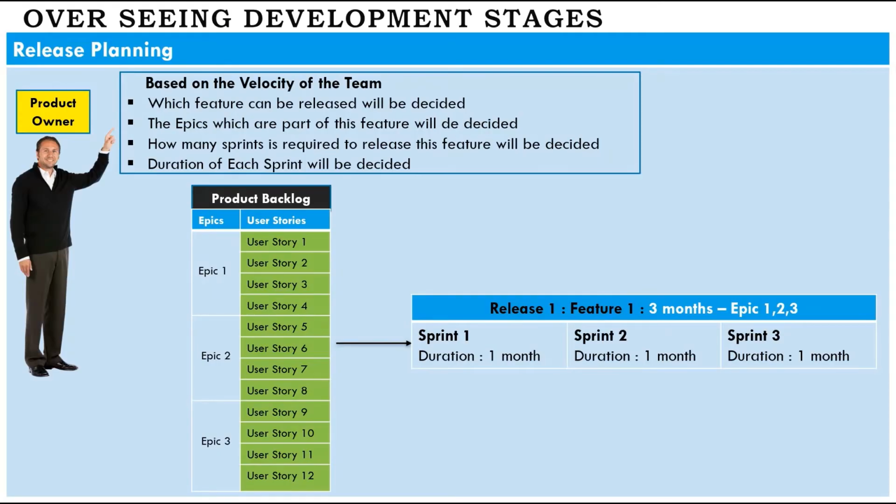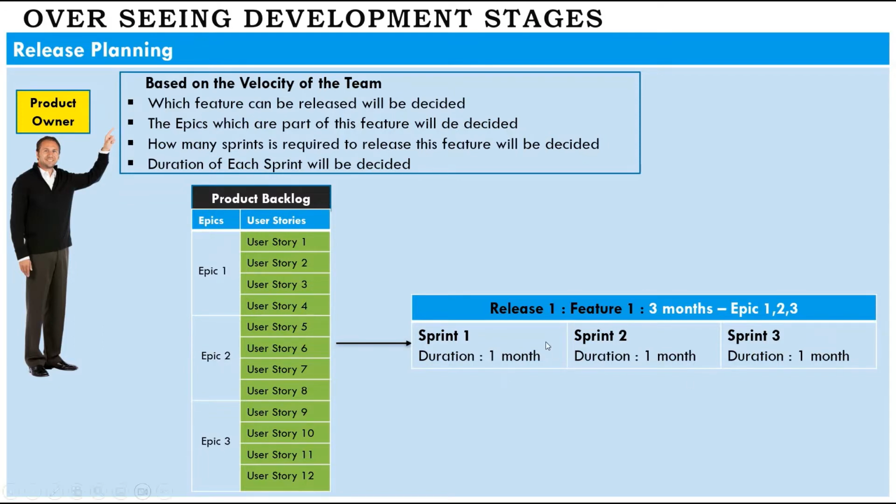Release planning. Here, based on the velocity of the team, the product owner will decide which feature can be released. The epics which are part of this feature will be decided. How many sprints are required to release this feature will be decided. Duration of each sprint will be decided.